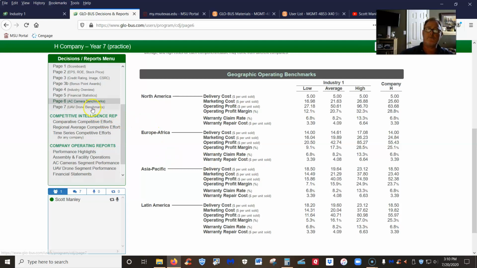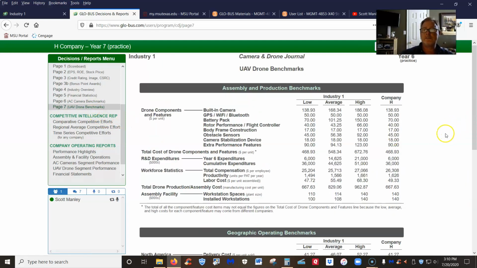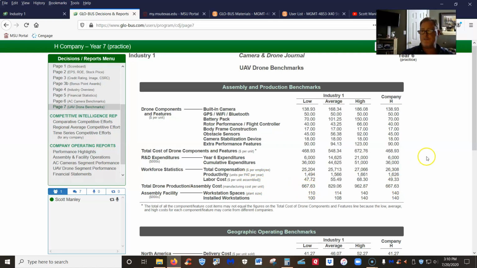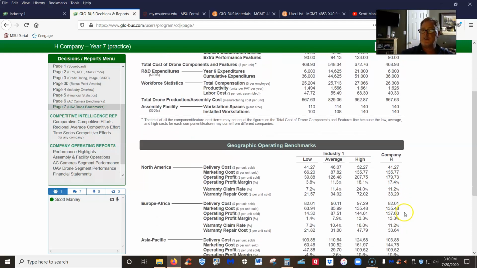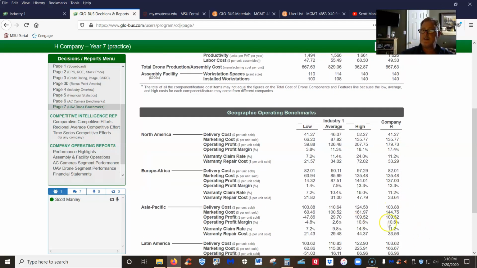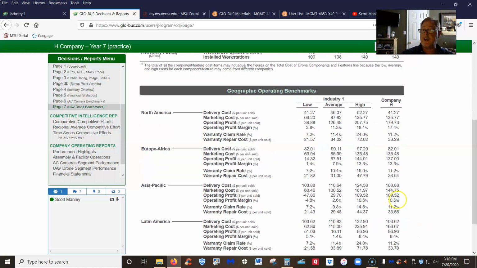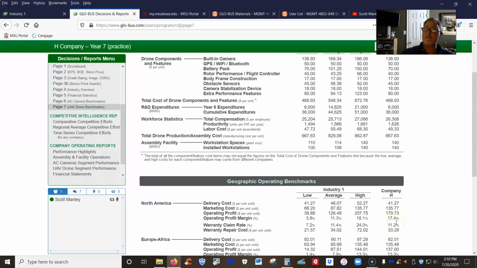Let's look at the drone. On the drone, my total cost was $667.63, which is the lowest in the industry. Again, looking at margins, I've got above average margins in North America, Europe, Africa, Asia Pacific. In fact, in Asia Pacific, I have the best margins, and also in Latin America, I have the best margins, okay?